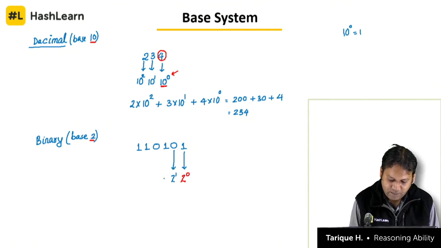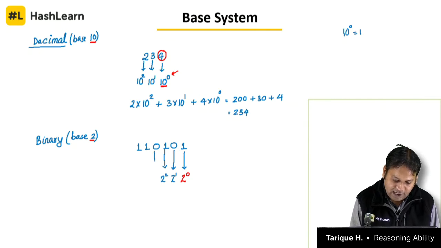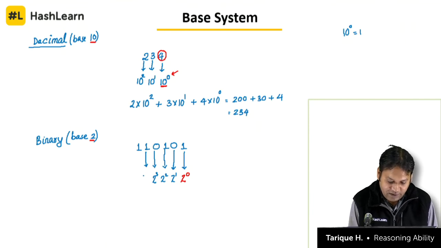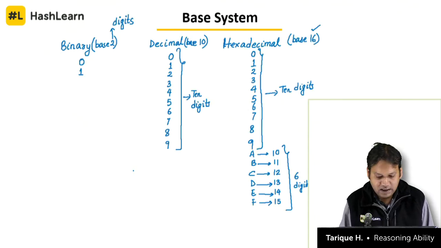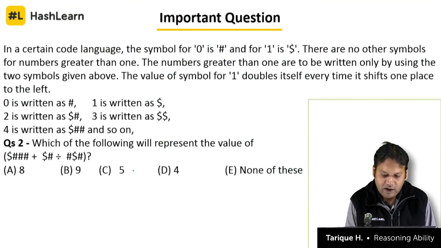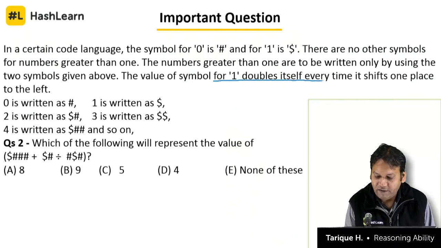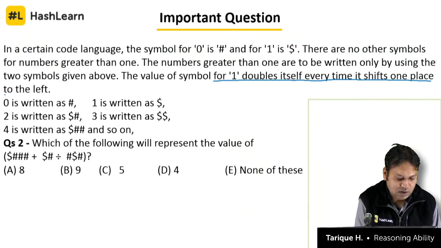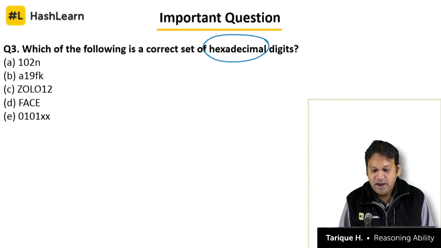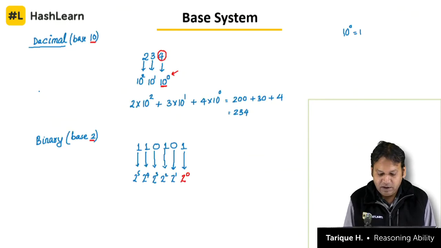2 power 1, you see. Next will be 2 power 2. Every time the positional value is doubling, 2 into 2 is 2 power 1 into 2 is 2 power 2. So every time we shift it, the positional value doubles, and that is what the question was telling us. You see this question here, the value of symbol for 1 doubles itself every time it shifts one place to the left. Clear? Every time it shifts one place to the left, it doubles.